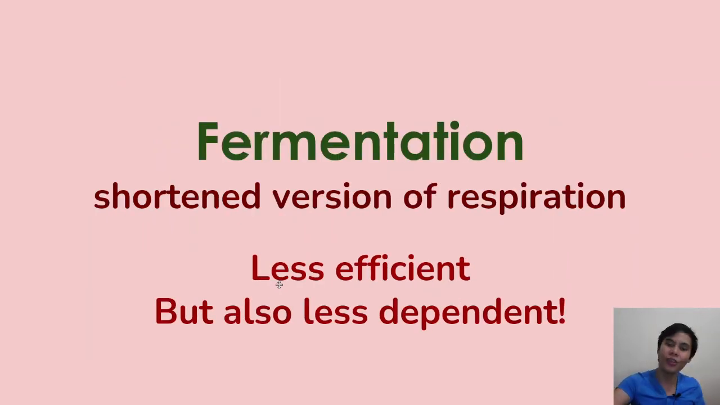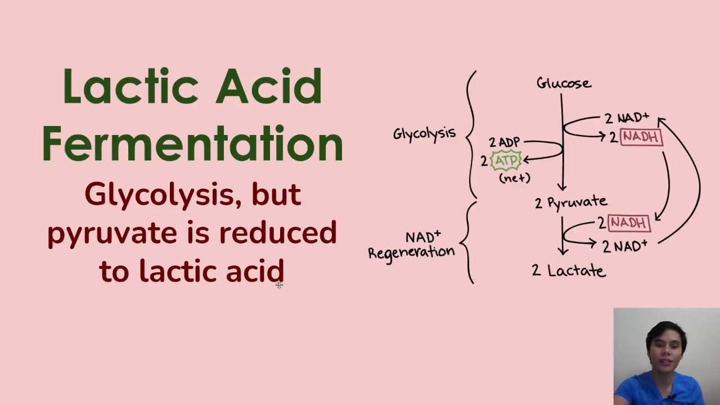Another type of anaerobic respiration is fermentation. It's like a shortened version of respiration. It doesn't go through all of the stages, only a short part of it. So it's less efficient, but also less dependent on electron acceptors. First we have lactic acid fermentation. It's like the glycolysis stage, but instead of ending at pyruvate, your pyruvate is further reduced to lactic acid.